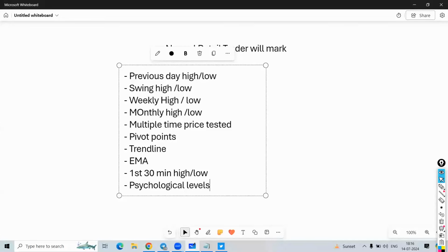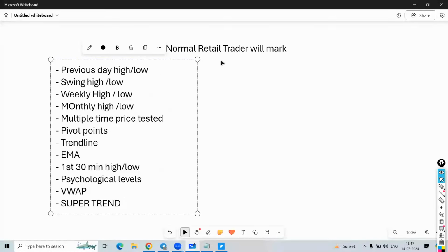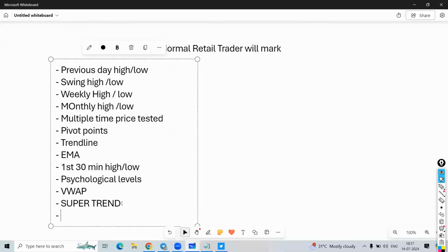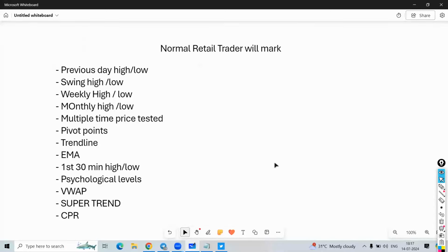If I missed anything, you can let me know in the chat box. Without indicators or with indicators, yes, still we can carry forward with indicators. VWAP, super trend, right? The list is getting very big. Normal retail traders' marking methodology: EMA, pivot level, super trend, swing high, swing low, trend line, multiple time touching. Okay, almost I have covered everything over here. Yes, pivot, CPR is also there. CPR, pivot, everything comes in common here.